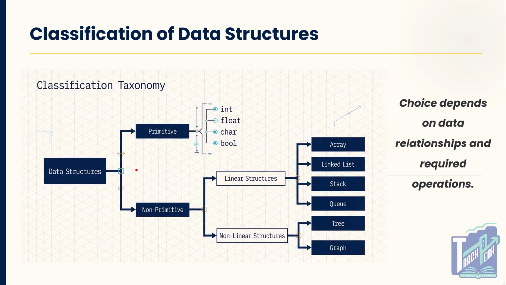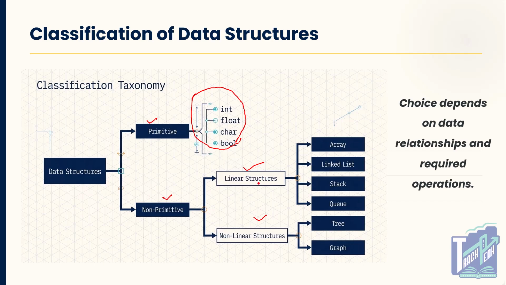Here there is a classification of data structure. In data structure there are two types: primitive data type and non-primitive data type. Primitive data types are the basic data types, which are language dependent and already built into programming languages. We have seen them in many programming languages. And non-primitive has two types of data structures: linear structure and non-linear structure.